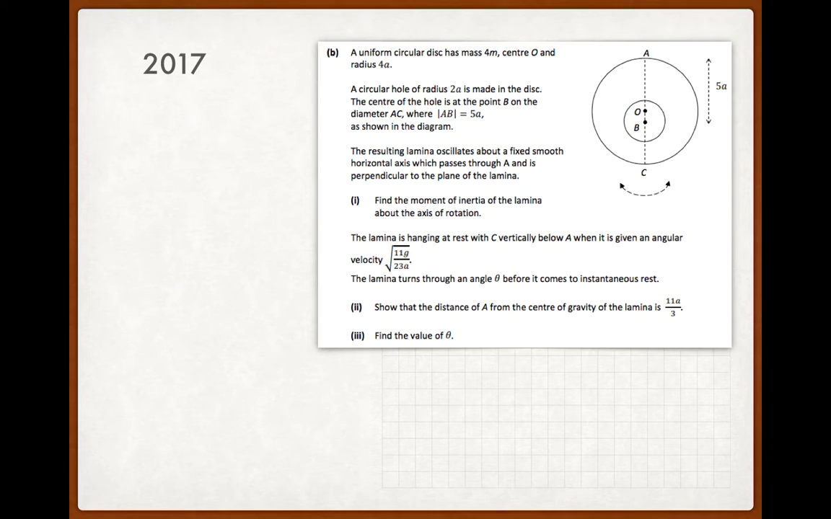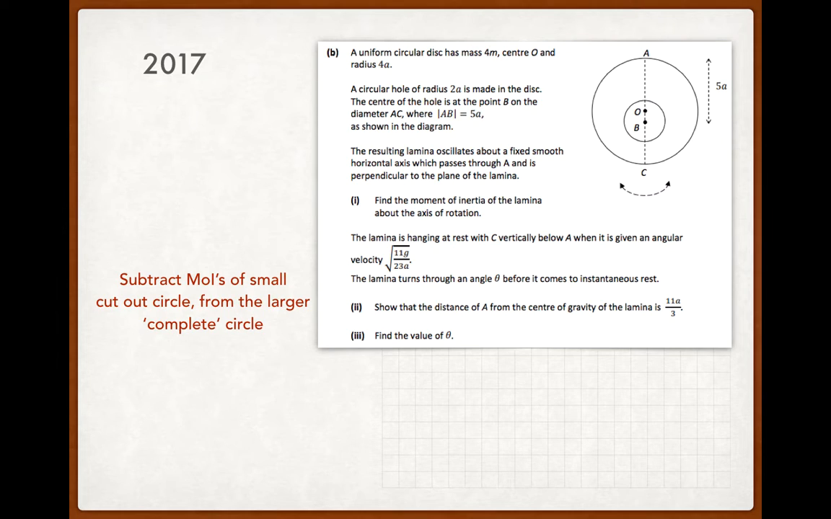Okay, so part 1. Find the moment of inertia of the lamina about the axis of rotation, which is A. So basically we're just going to get the moment of inertia of the small cutout circle about A, the moment of inertia of the complete larger circle before the cutout, and subtract the two of them.